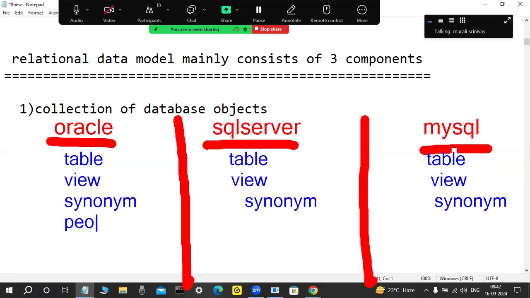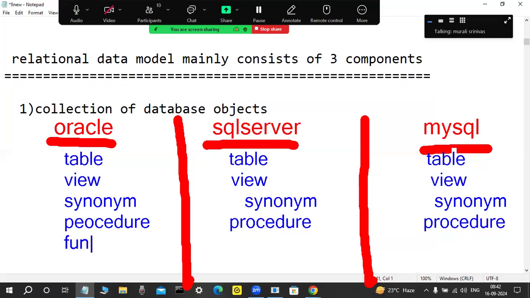Stored procedure is a database object here, and here also, and here also. Function is a database object here, and here also, and again here also. That's why trigger, function, package, so many things.